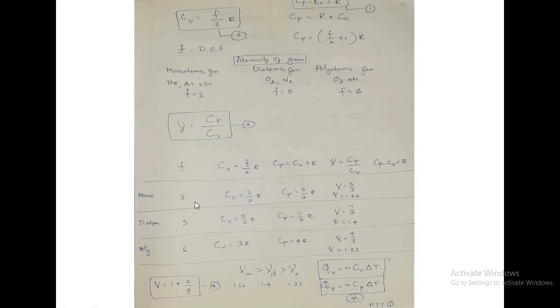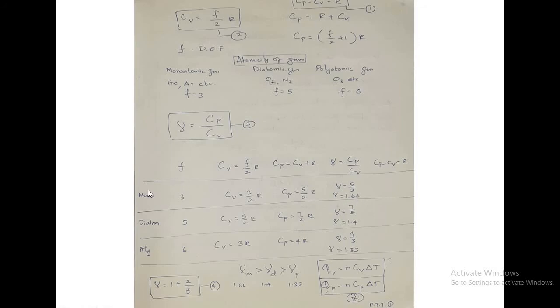So Cv is equal to f by 2 R, which for monatomic is 3/2 R, that is what I have put here. Similarly, Cp is 5/2 R, okay? This 3/2 R plus R gives 5/2 R. And gamma is the ratio of your Cp and Cv. 5/2 R by 3/2 R gives 5/3. That will be around gamma equal to 1.66, right?